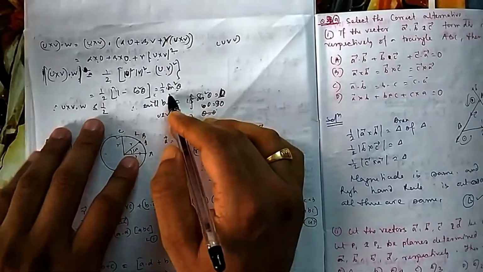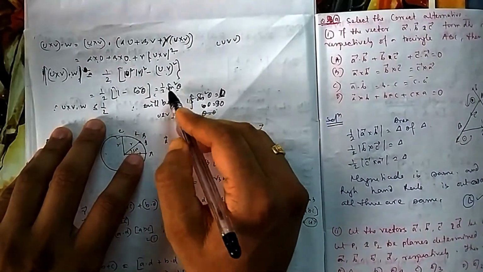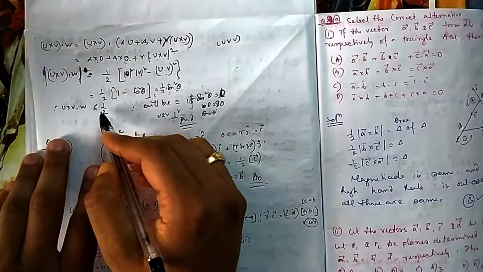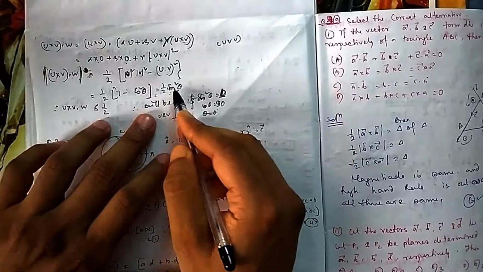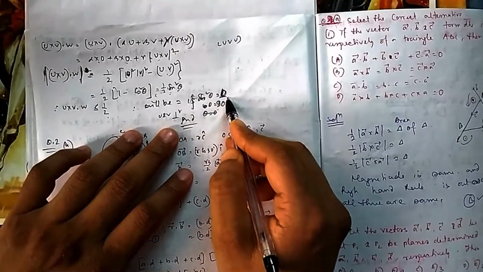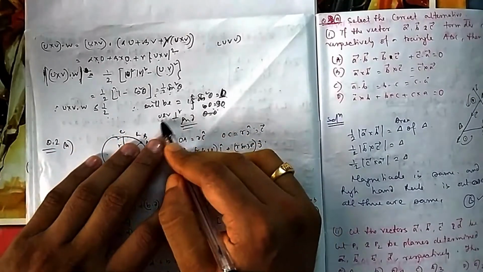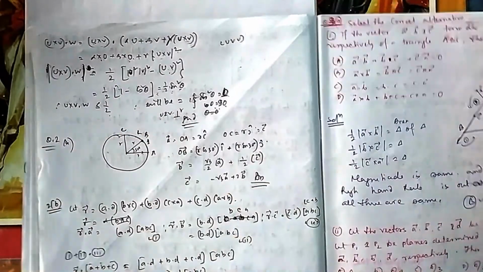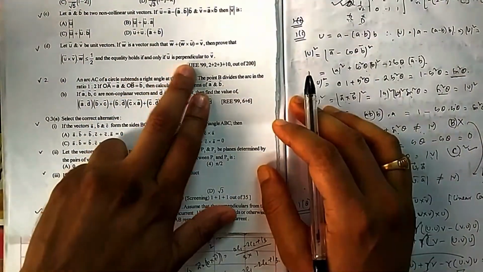So you can see this value will obviously be less than half, because sin square theta is always less than or equal to 1. And when will it be equal to half? When sin square theta equals 1, that is theta equal to 90 degrees, when u and v are perpendicular. So it is proved. The equality holds only when u and v are perpendicular.